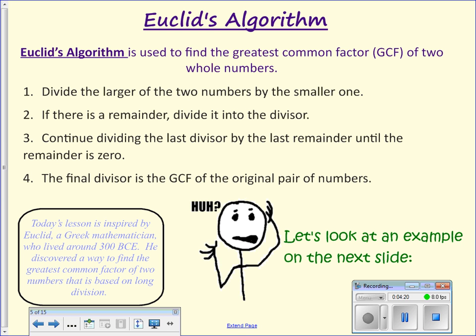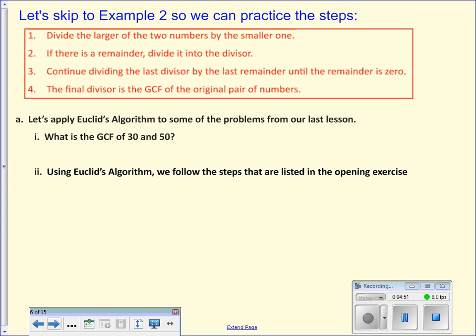Okay, Euclid's algorithm. Step 1, divide the larger of the 2 numbers by the smaller one. If there's a remainder, divide it into the divisor. Continue dividing the last divisor by the last remainder until the remainder is 0. I told you, wah. Let's just do it. But I want you to know the steps are there, and these steps will make sense after we do it. Okay? So let's just try it. I put the steps here in red so we can reference them. I'm going to ask you to turn to page 82. We're going to skip the model and jump right in.